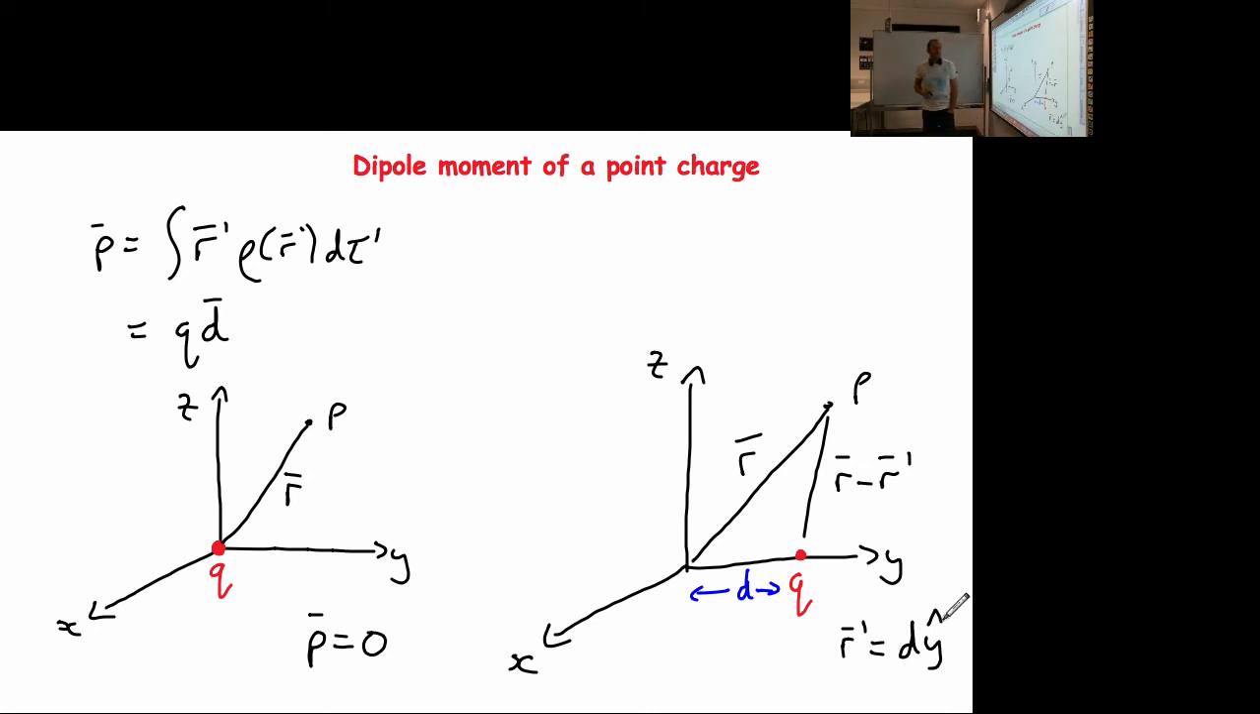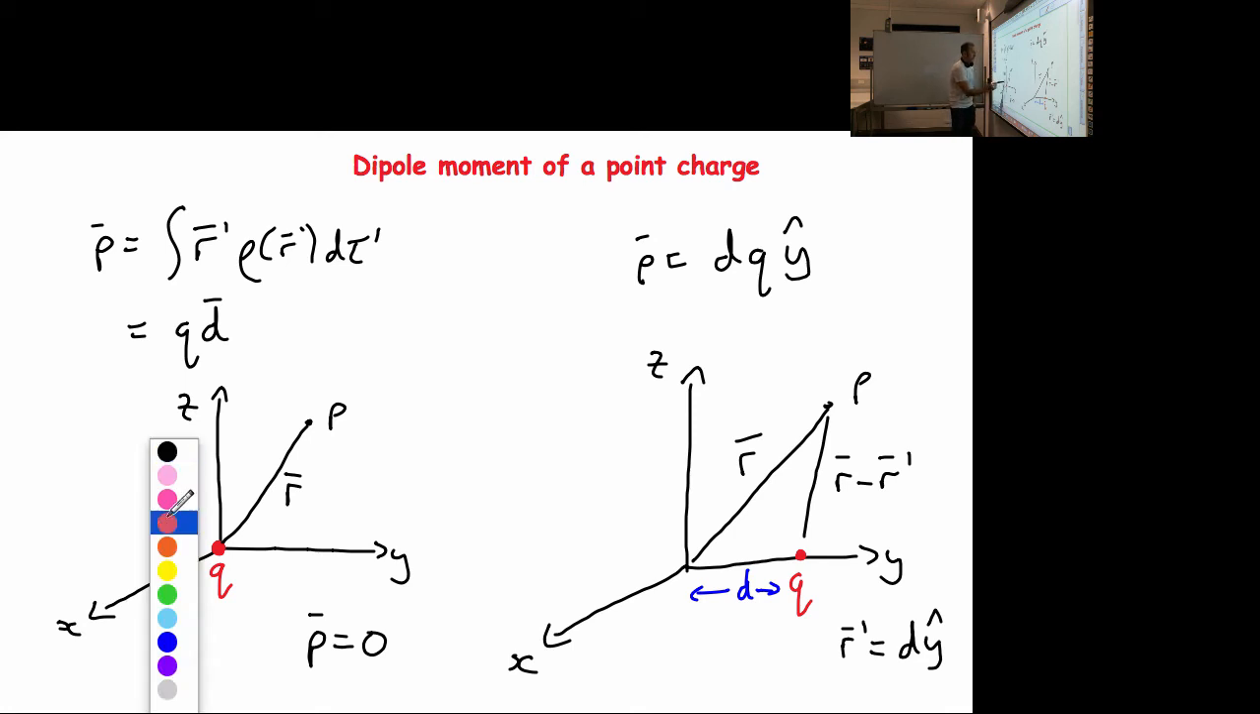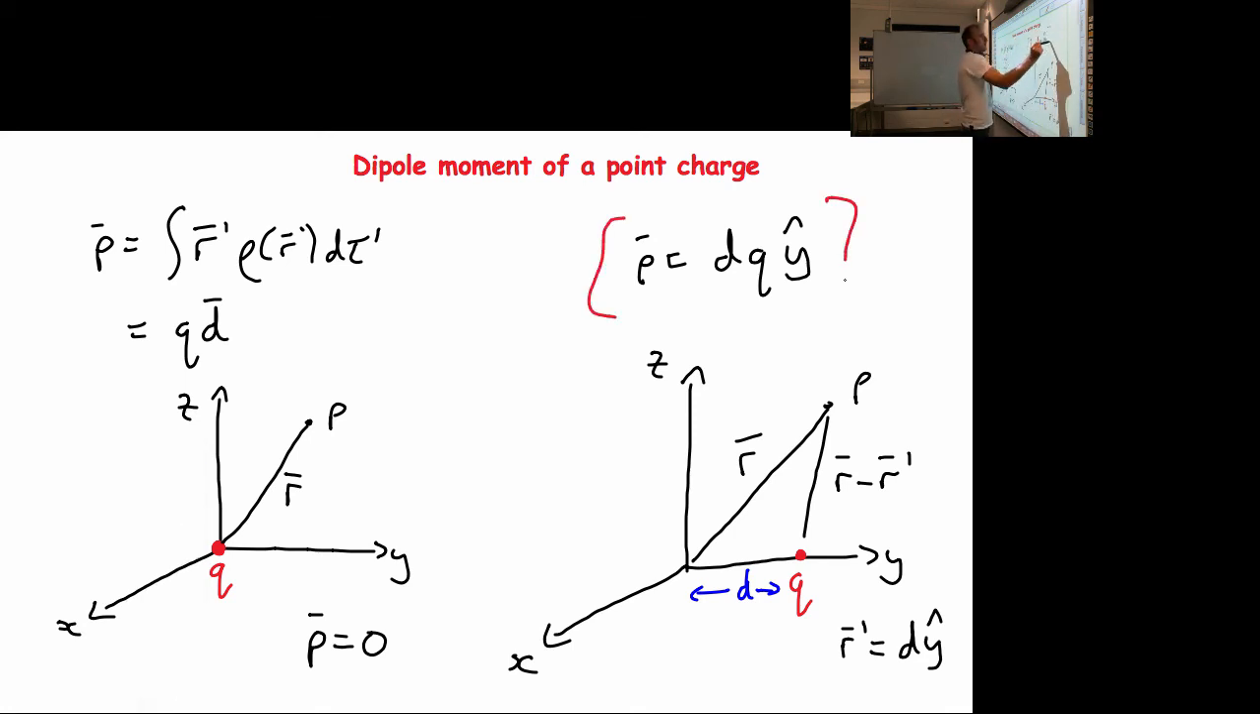Okay, so now what is our dipole moment for this configuration? Well, the dipole moment here, P, is going to be equal to the distance times the charge, so we're going to have d times Q, in the y-hat direction. Okay, so a point charge can have a dipole moment. It just depends on where your point of reference is, or where you set your origin to be.